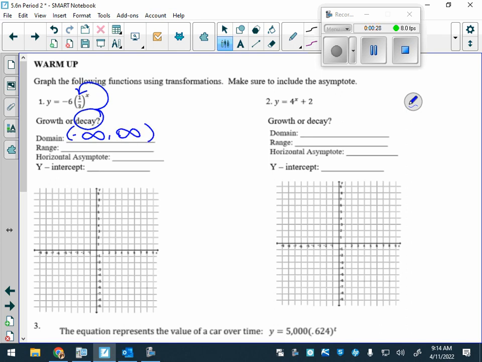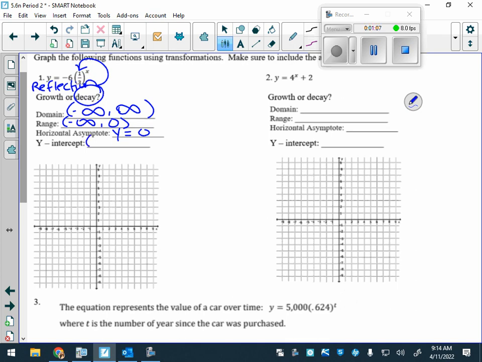What would be our range, Catherine? It's Caitlin. Okay, yeah, Caitlin. Why? We have a reflection, okay, which flips it over the x-axis, okay? So what is our horizontal asymptote? Jax. Y equals 0, okay? What is our y-intercept? Kip.